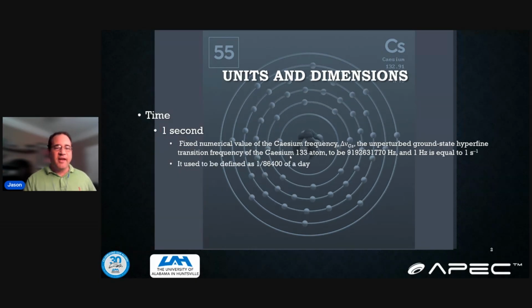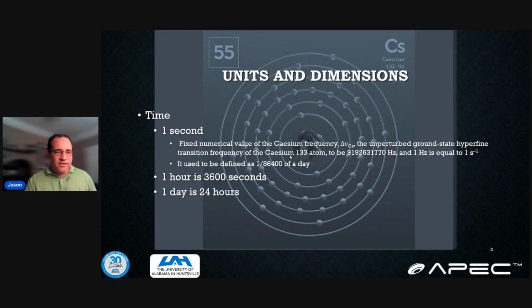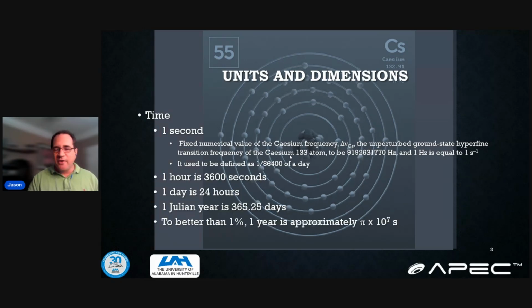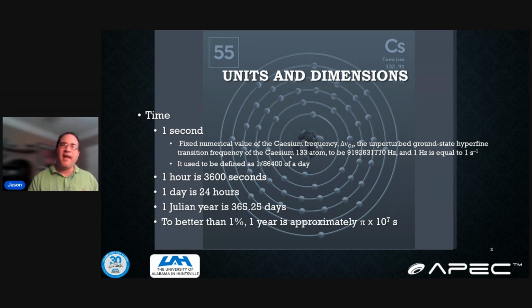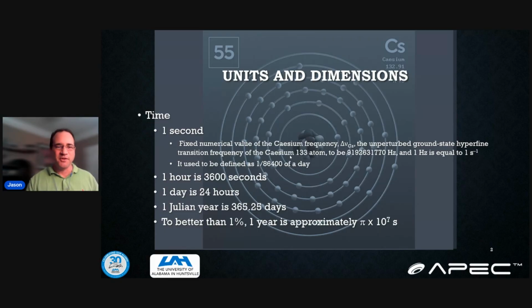It used to be defined as a fraction of a day. 1 hour is 3,600 seconds. A day is 24 hours. A Julian year is 365.25 days. To better than 1%, 1 year is approximately pi times 10 to the 7 seconds. So if you want to wow your friends, you can say, hey, a person that's around 32 or 33 is about 1 billion seconds old. So you can just keep that in the back of your mind for parties. I'm sure you'll be very popular.